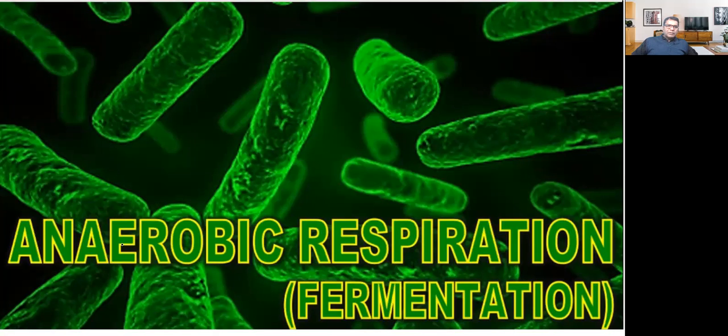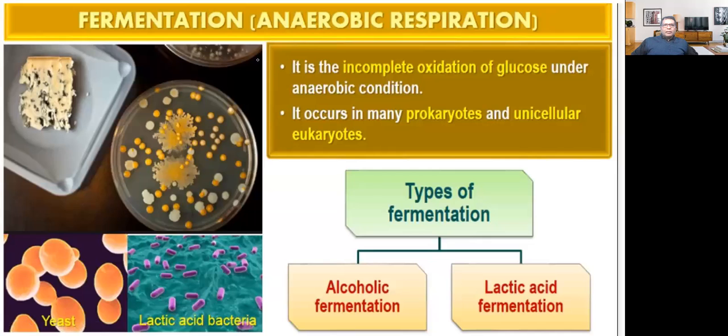Now we will discuss anaerobic respiration, that is fermentation. It is the incomplete oxidation of glucose under anaerobic conditions. So if oxygen is not there, there will be incomplete oxidation. It occurs in many prokaryotes and unicellular eukaryotes. So there are 2 types of fermentation: alcoholic fermentation and lactic acid fermentation. These are lactic acid bacteria. These are the yeast.